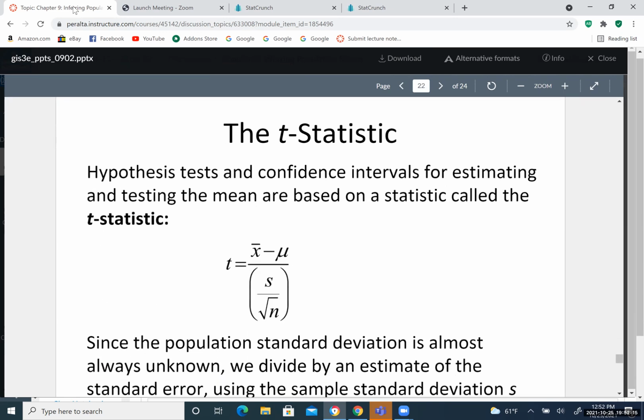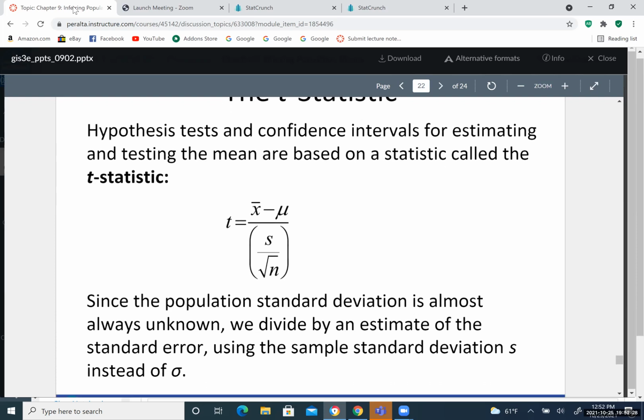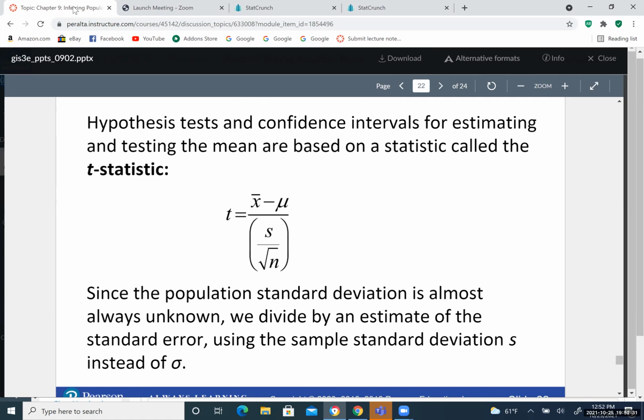So let's look at the t-statistic. What does it mean? The hypothesis test and confidence intervals for estimating and testing the mean are based on a statistic we call the t-statistic. Okay, the t-statistic is where you need to do more work. The t-statistic looks a bit similar to the z-statistic. This one applies when we are computing by hand, right?